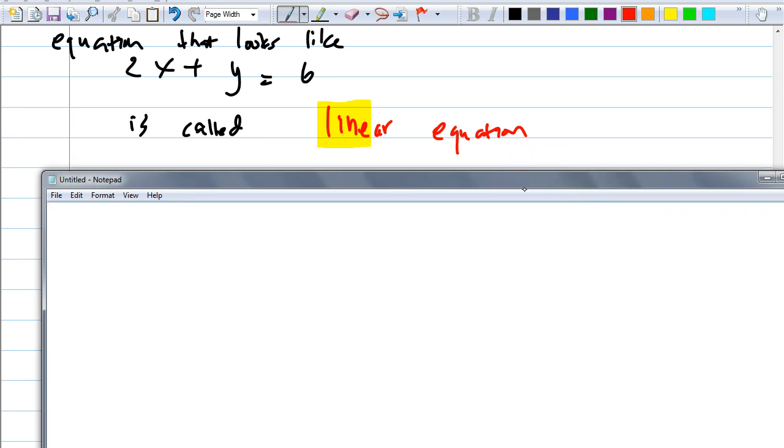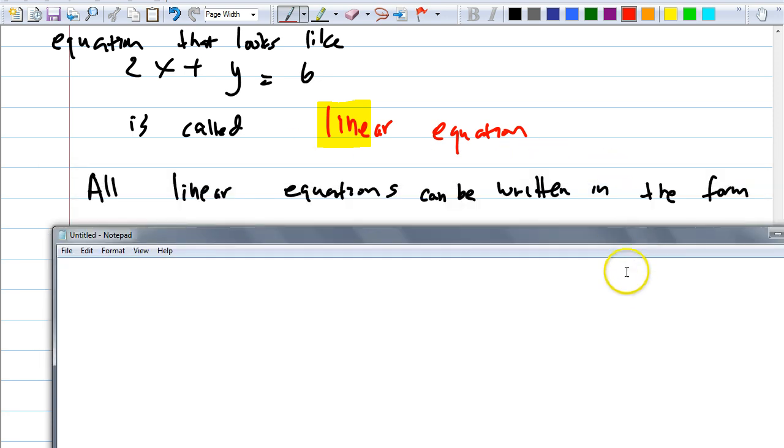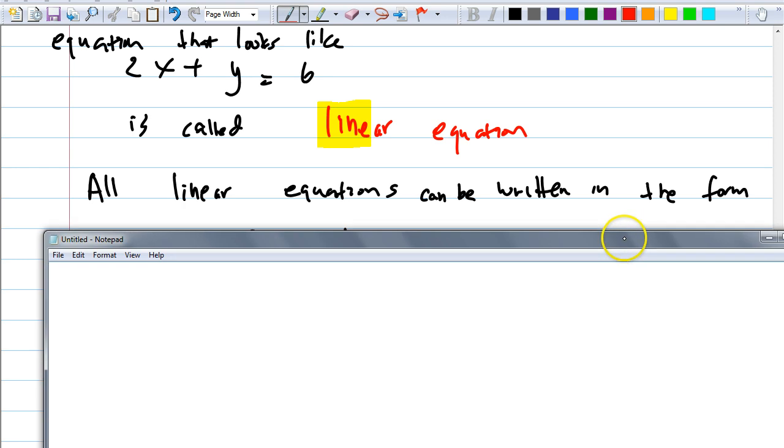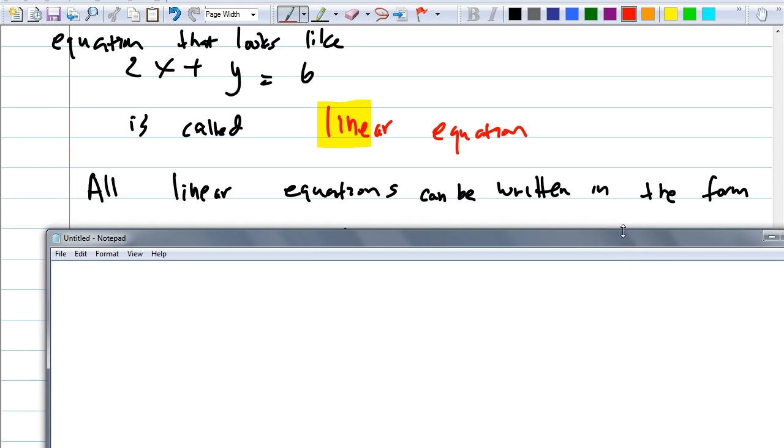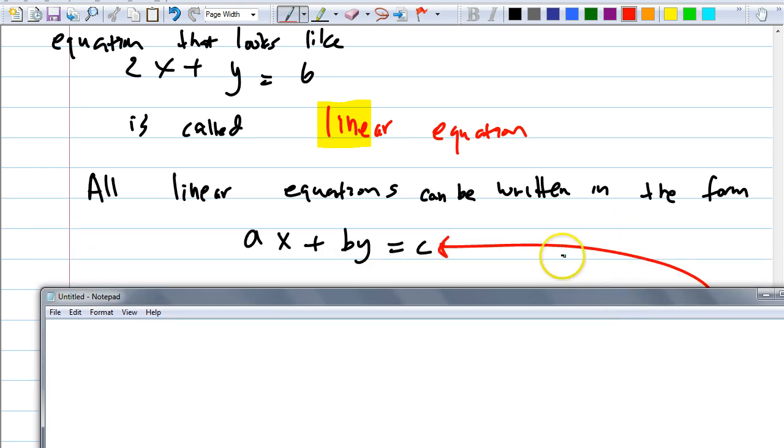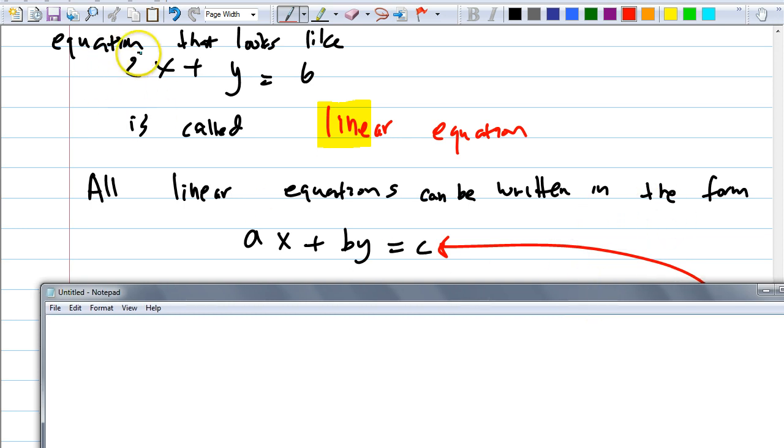Why do you suppose these equations are called linear equations? If you graph them, you get a line, you're right. So write this down. All linear equations can be written in this form, Ax plus By equals C. What's my A in this example? 2. What's my B? 1. It's 1 times y, you see? What's your C in this example? 6.